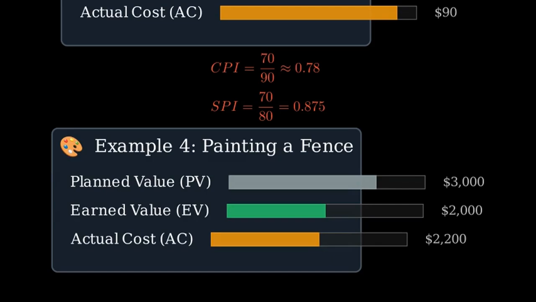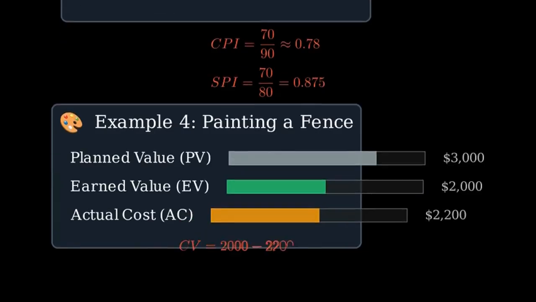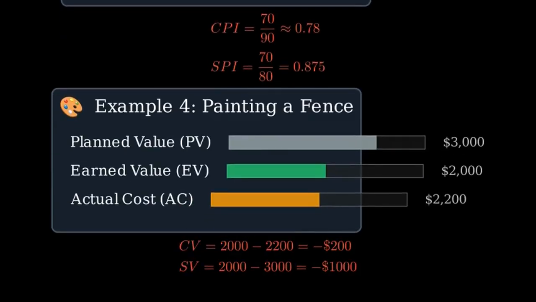Bars first. Cost variance equals 2,000 minus 2,200 equals negative $200. Schedule variance equals 2,000 minus 3,000 equals negative $1,000. Conclusion: over budget and behind schedule.